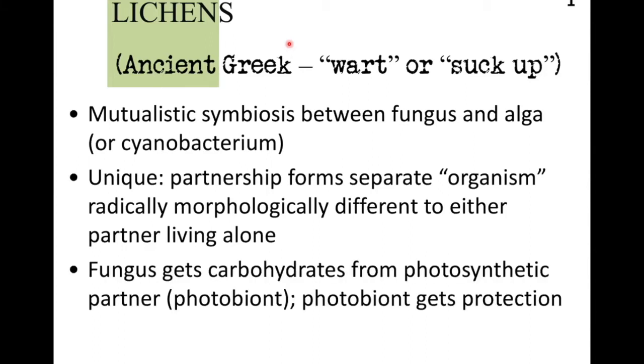Now, I said that they're a mutualistic symbiosis. So what's the nature of the mutualism? What are the benefits that they get? Obviously, the fungus gets the carbohydrates, the sugars that are made by photosynthesis from the photosynthetic partner. And because sometimes the photosynthetic partner can be an alga and sometimes it can be a cyanobacterium, the general term for the photosynthetic partner of a lichen is a photobiont. And what does the photobiont get in return? It's thought that the advantage it gets is protection, and we'll look at how that protection works in a minute.